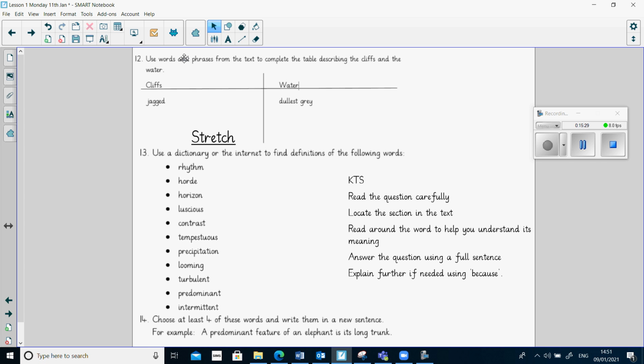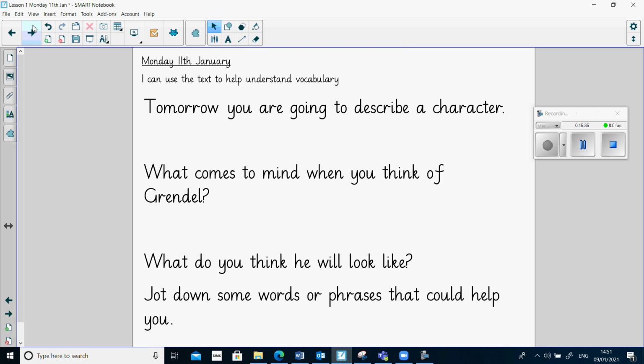Well done, children. You've worked really hard doing all of those activities. One last little bit today. Tomorrow you are going to describe a character. What comes to mind when you think of Grendel? So think of our Beowulf story, and Grendel is the scary, terrifying creature that comes down to Mead Hall and eats all of those people.